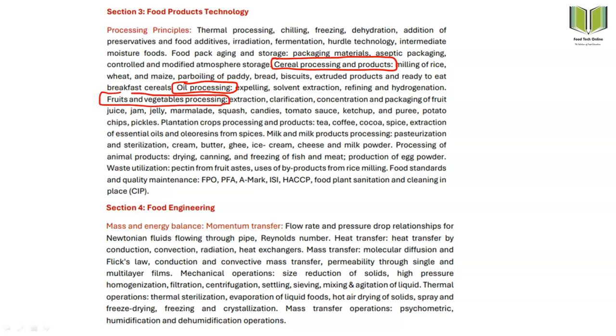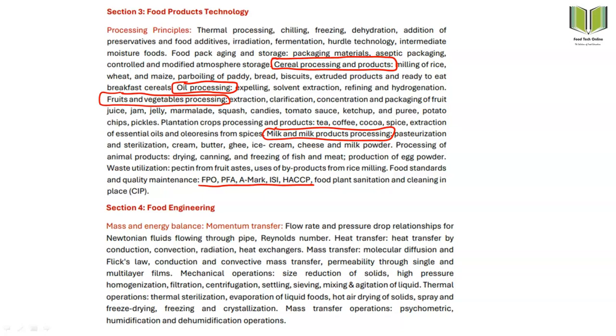and vegetables. Then we will be seeing milk and milk products processing, what things are involved, and how the quality of the products is maintained, and what the principles of HACCP are, how the principles of HACCP are applied in the food industry, and food standards and quality maintenance.